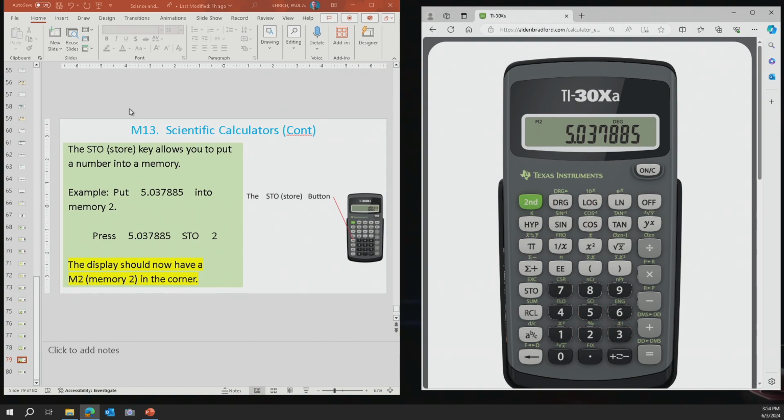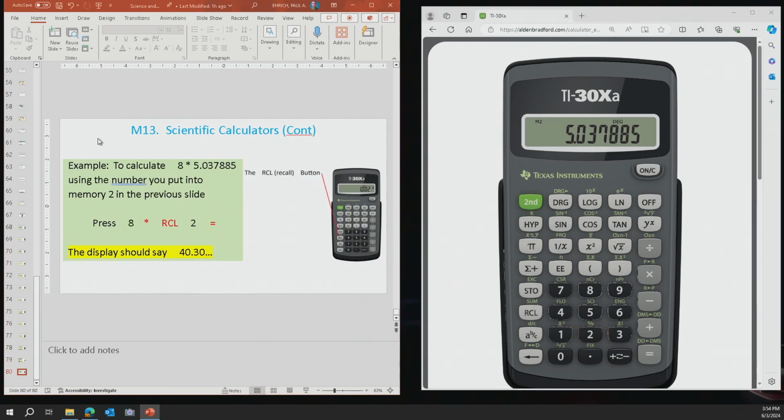Now, what's the point? Who cares? So for example, I want to calculate what is 8 times this number. Now, if I had wanted to, yes, I could. Let's go ahead and clear this. And I could say 8 times that big number. I'm not even going to bother to put it in. I could say 8 times that number and then equals, and I would have my answer. But instead of doing that, let's do it a different way.